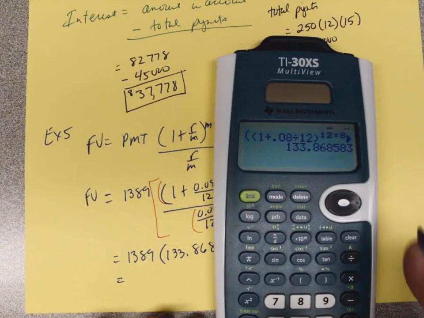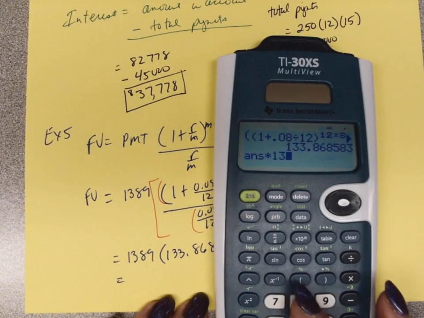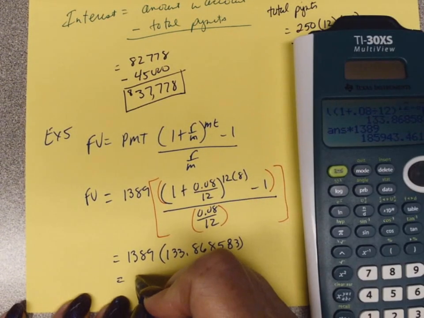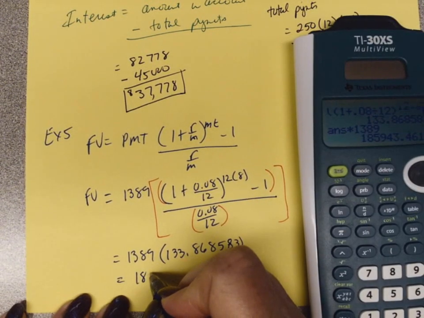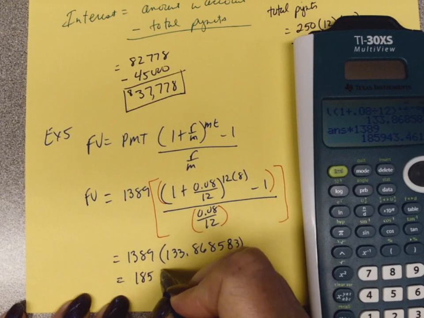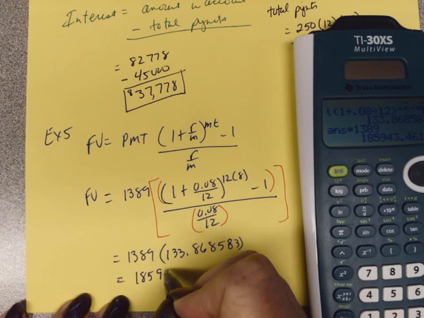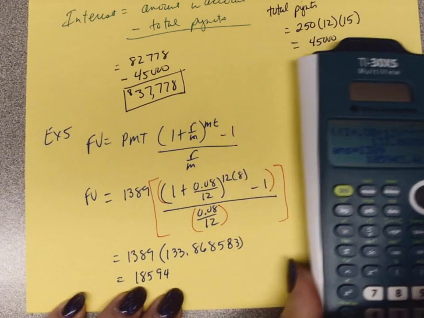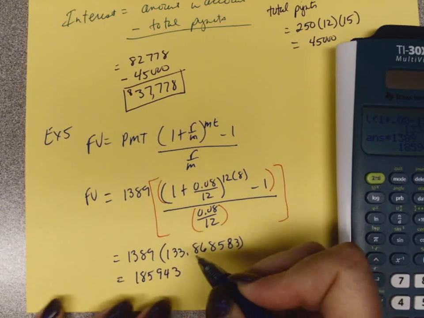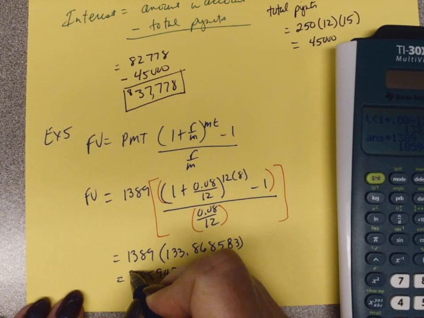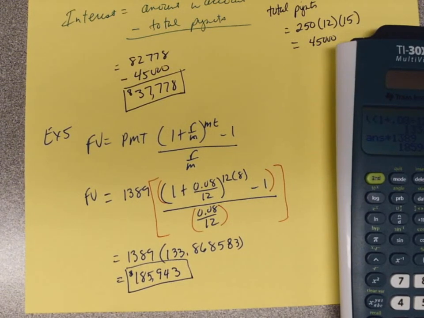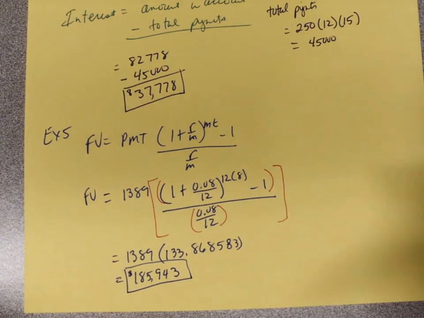So we'll take our calculator and just hit times 1389, and that'll get us 185,943.46. Now we only have 46 cents. That's less than 50 cents, so it will not round up, so 43. So they got quite a bit in their account to put a down payment on a house. They have $185,943.